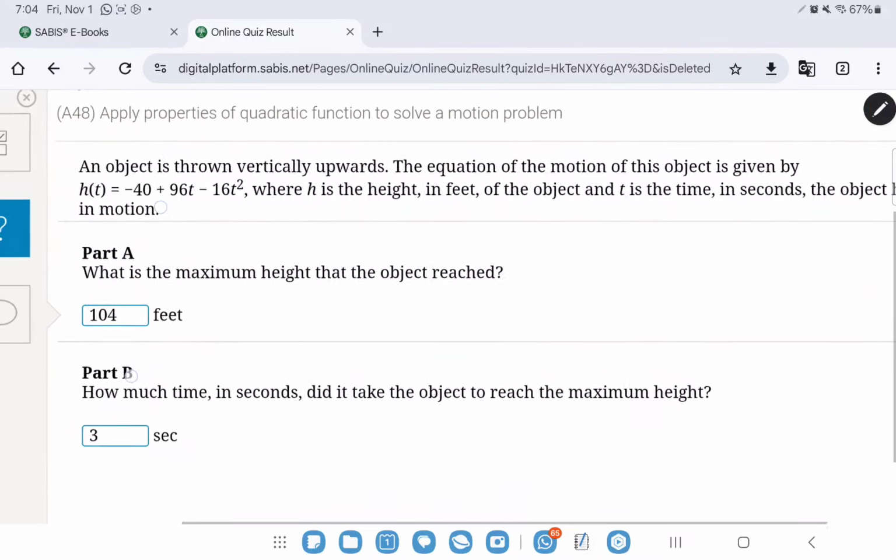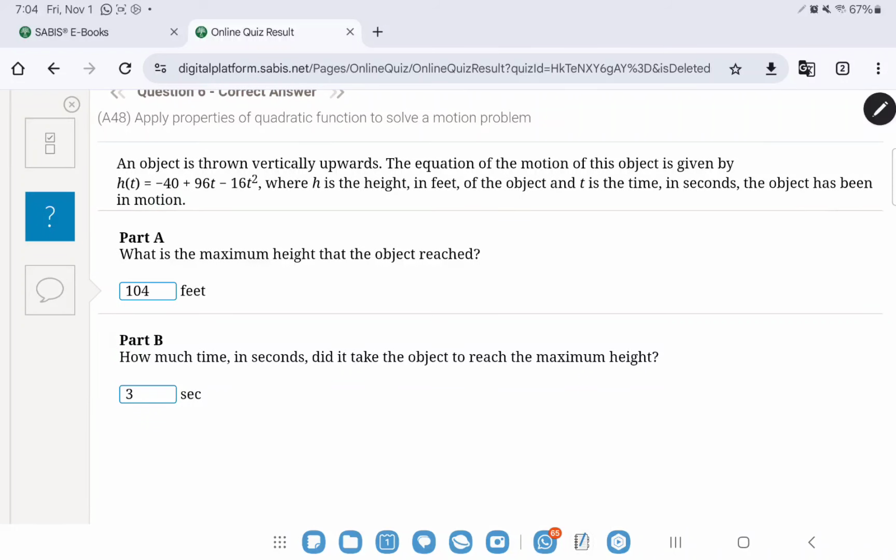Okay, so this question, it's really easy. It might look hard, but it's not. First of all, you see your equation and you rewrite it in standard form, or you're gonna mix up the a, b, and c. It should be the thing with squared first, negative 16 t squared, then the thing with t, plus 96, then the thing with nothing, minus 40. This is your a, this is your b, this is your c. If you do not write it in standard form, you're gonna get it all wrong. Okay?